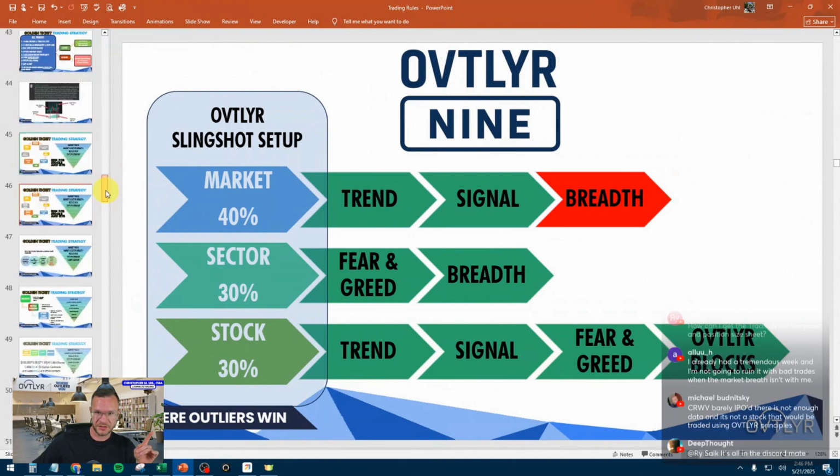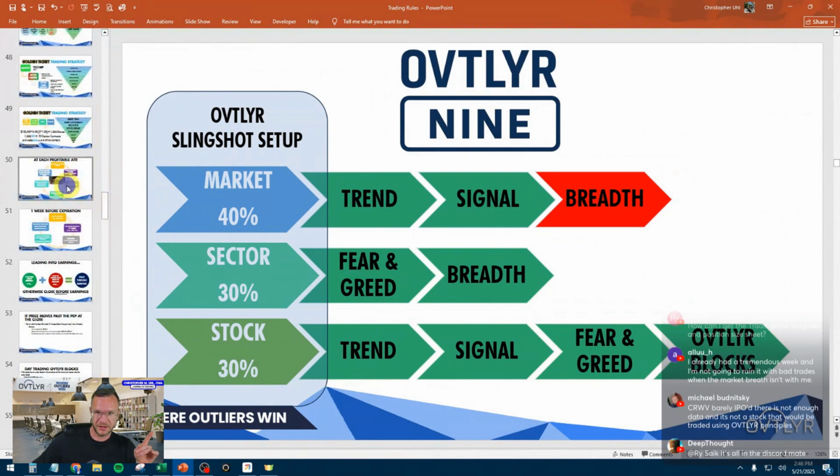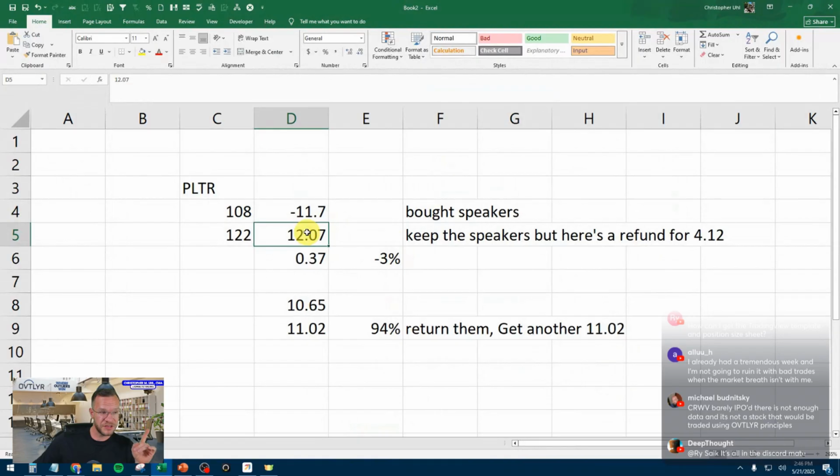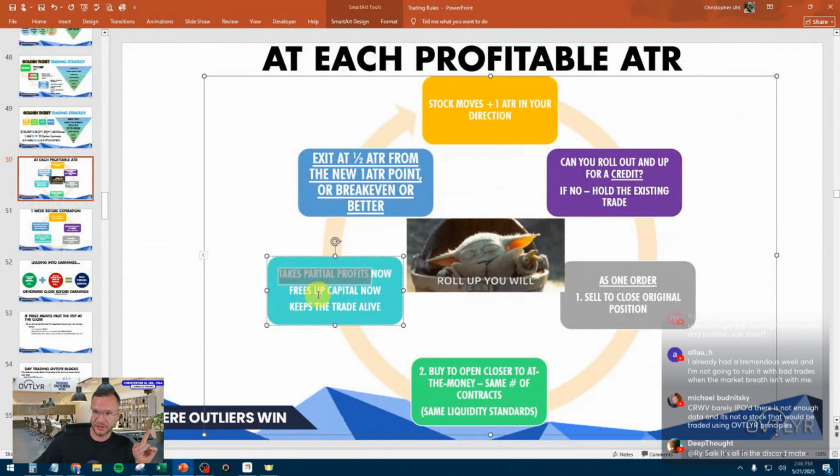hold tight. I want to find my slide so you can, here. I took partial profits off the table. I took partial profits of $1,207 per contract. It freed up capital so I could continue to trade with that brand new capital I just took in, and it keeps the trade alive.